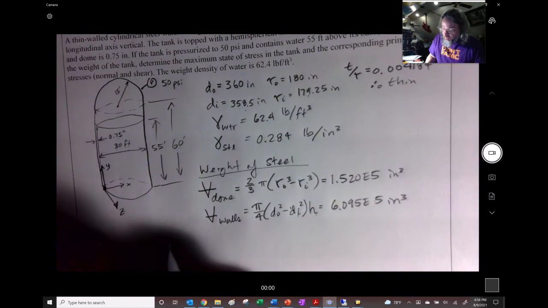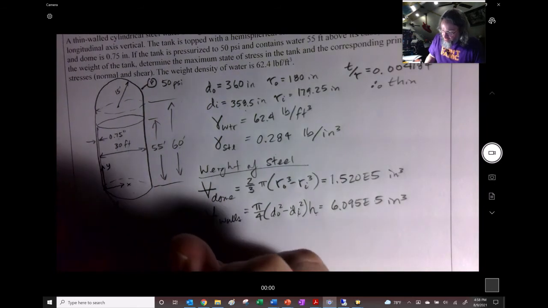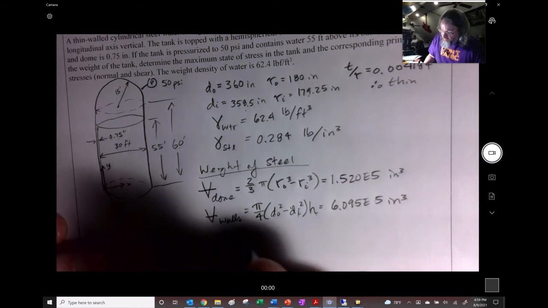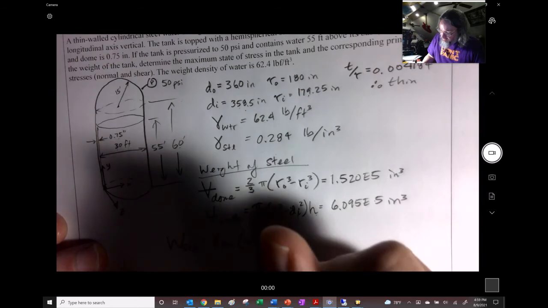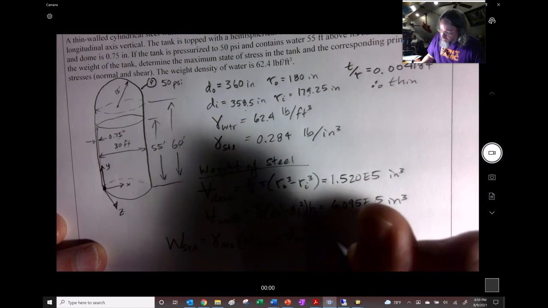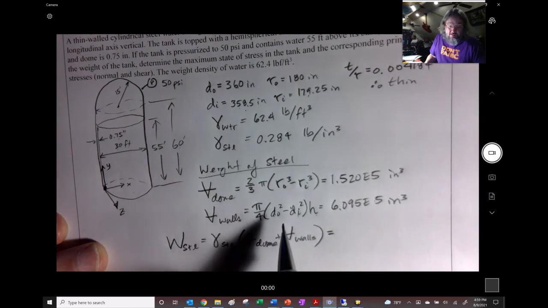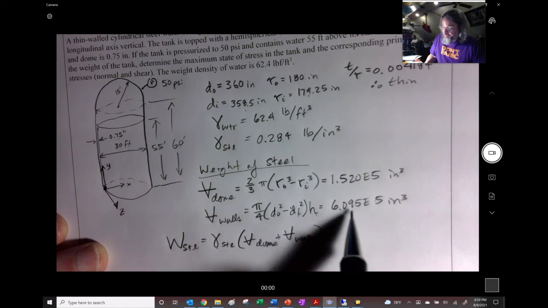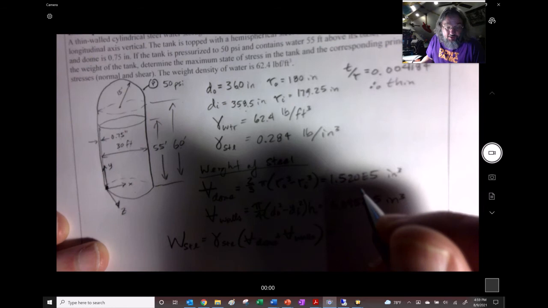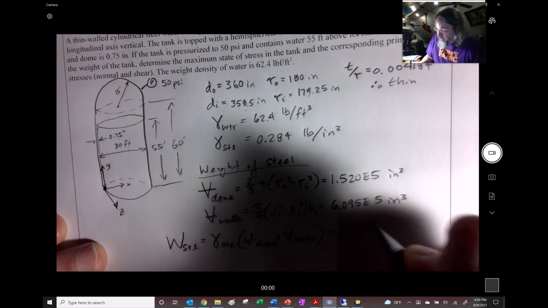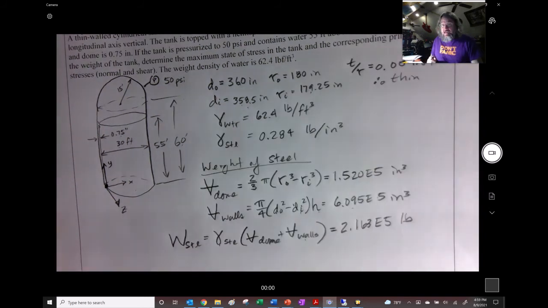So we want the weight of the steel. We get the specific weight of steel times V dome plus V walls. And Lazy Man doesn't feel like writing this out, but this is 0.284, and these are these two numbers right here, and we end up getting 2.163 E5 pounds. Whee! That's a lot. 216,000 pounds worth of steel.